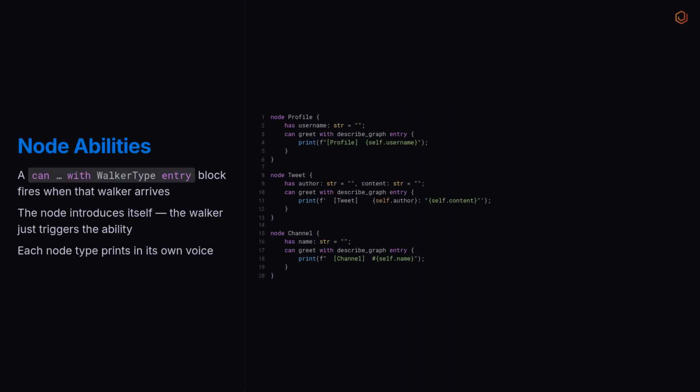Now the behavior. Each node type gets an ability that fires when the describe graph walker arrives. It's a can block, tied to a specific walker type on entry. When the walker lands, the node introduces itself in its own voice. Profile prints its username. Tweet prints its author and content. Channel prints its name. The walker just triggers the ability. The node does the talking.